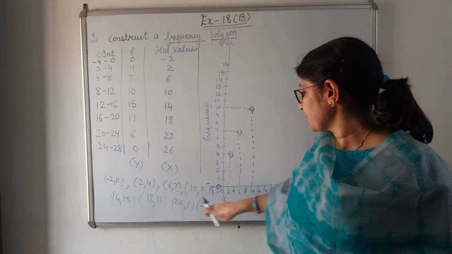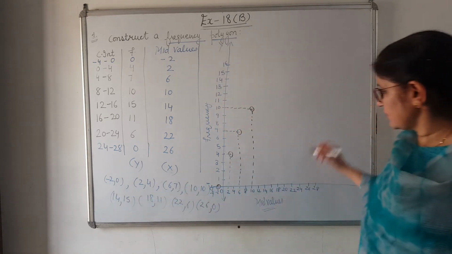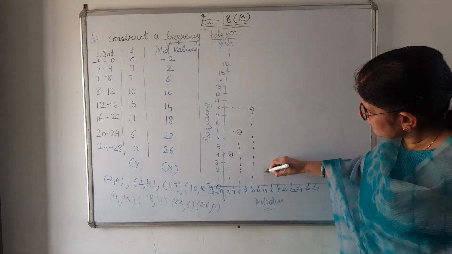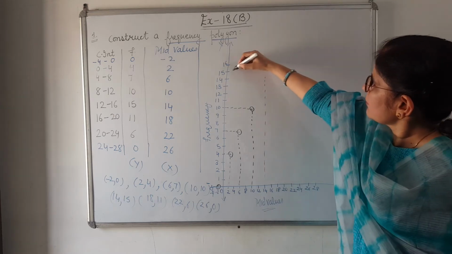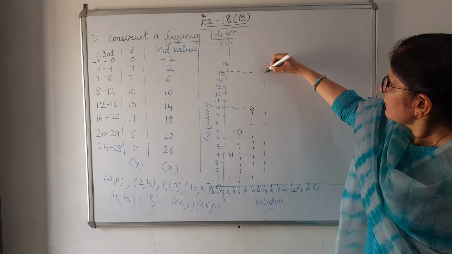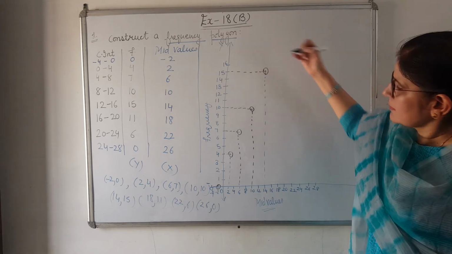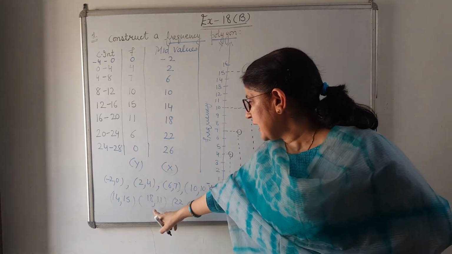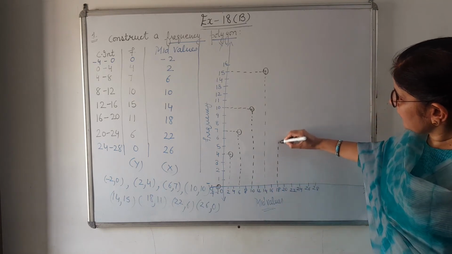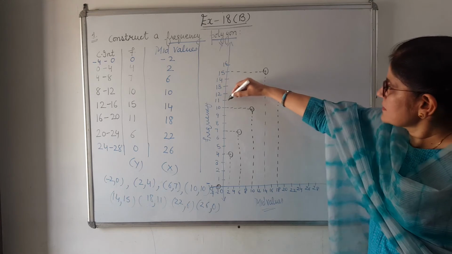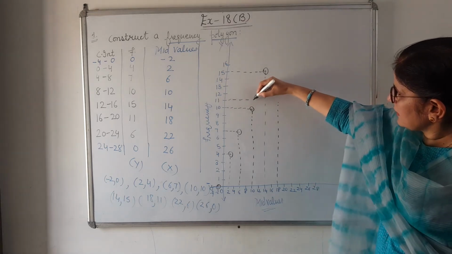Next one is 14, 15. X is 14, and from here 15. The next point is 18 and 11. X is 18 and y is 11.